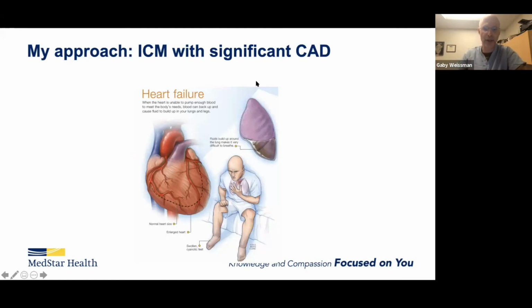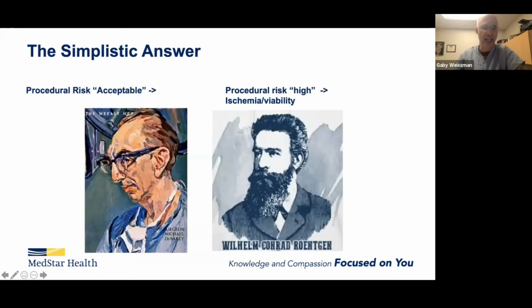But if you have an ischemic cardiomyopathy with significant CAD, what you see done at our institution, and I think relatively commonly, is if procedural risk is acceptable or low, then generally speaking, people favor revascularization. If procedural risk is high, then people generally favor viability testing to be the tiebreaker there. That's a fairly common approach. So people haven't really given up on viability completely, but use it selectively in select populations.